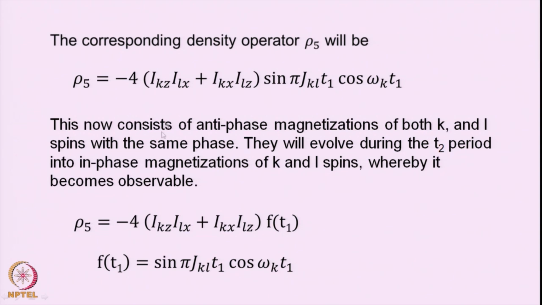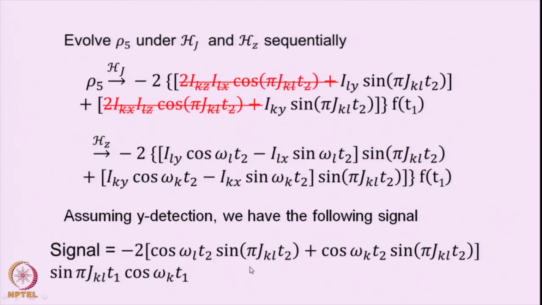Therefore we are now going to consider the evolution of this. Let us rewrite this rho phi operator in a simplified notation. We have the same part, and for this coefficient I write F(T1). So F(T1) is sin pi J KL T1 cosine omega K T1. Now let us consider this evolution of rho phi in the T2 period. In the T2 period, both the Hamiltonians are operative, the J coupling Hamiltonian as well as the shift evolution Hamiltonian. Now we can consider the evolution independent of the sequence.